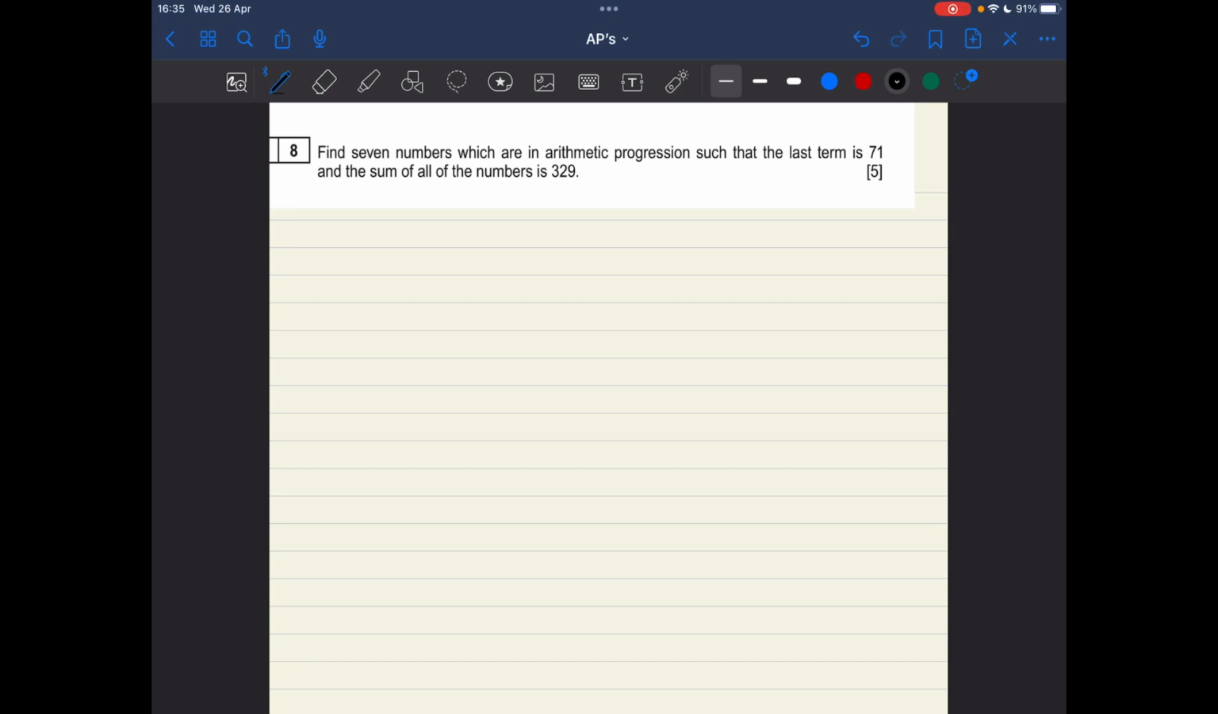So this is a question from paper 2018. So again, let's see what we got. So we got the first 7 numbers of an arithmetic progression is such that the last term is 71, and then the sum of all these numbers is 329. So what we know from this, we know n is equal to 7. We know the last term of the series, which would be A plus 6D, so that'd be the 7th term, yeah? Which is equal to 71.